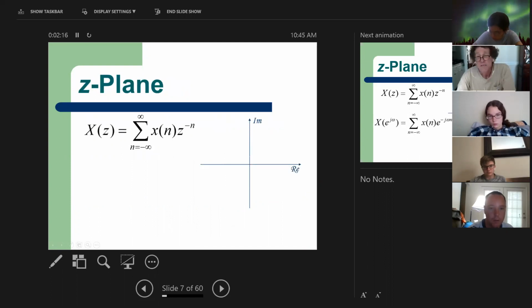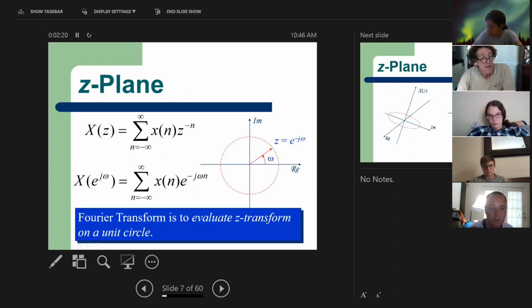Now, this is what I wanted to get at. When z is equal to e to the minus j omega, that should be a capital omega, but a lot of books that do signals and systems use small omega. What you see is you're right at this radial distance of 1. Think about the definition of z. It's equal to rho e to the j omega, correct, class?